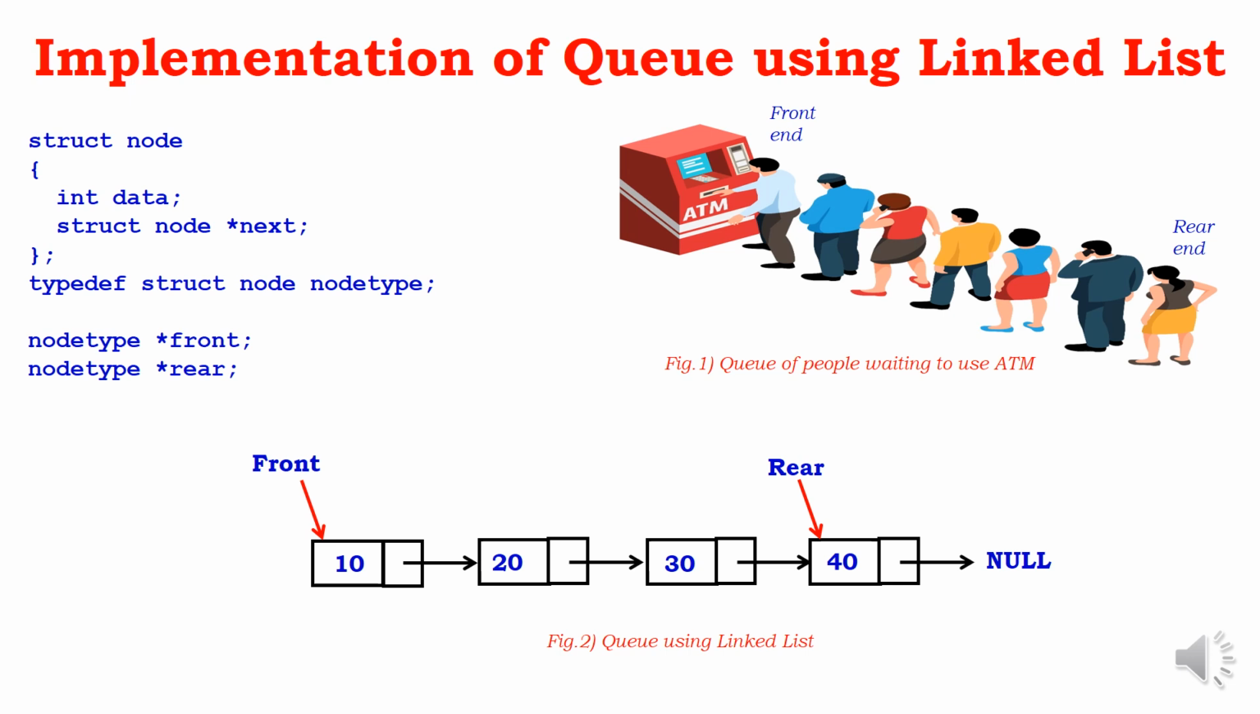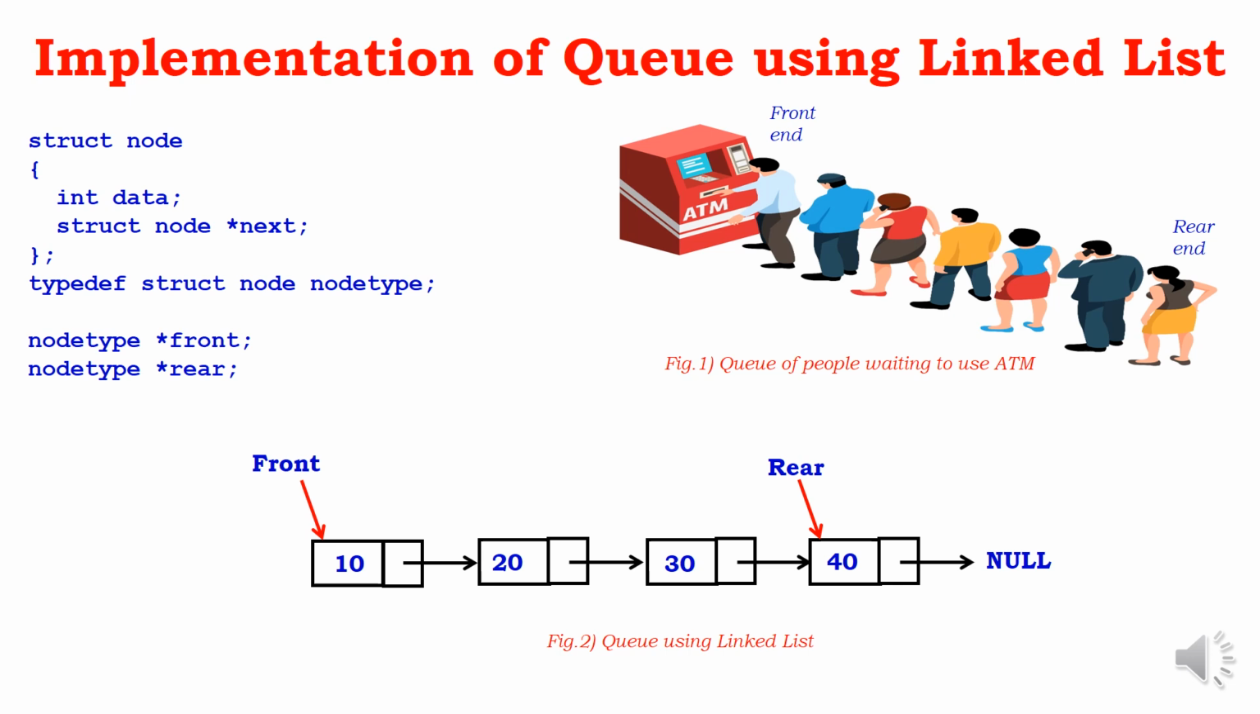Today we are going to discuss implementation of a queue using a linked list. A queue is a waiting line, like a line of people waiting to purchase tickets or a line of people waiting to use an ATM. The first person who entered the queue will get served first. So a queue is a first in, first out list.